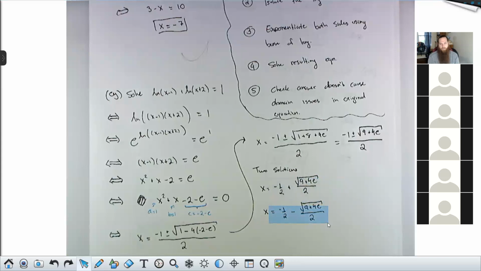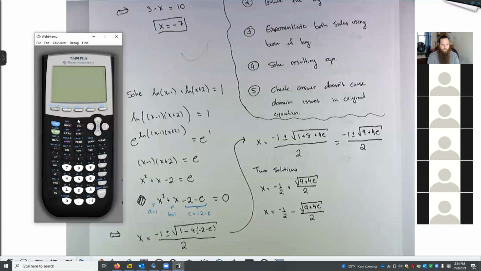This guy is like negative 1/2 minus something 4, and then we're dividing by 2. So it's really not obvious whether either of these cause domain issues, but that's what we need to check. So I would, again, employ a calculator here. I want to crunch this part, the 9 plus 4e under the radical all over 2.